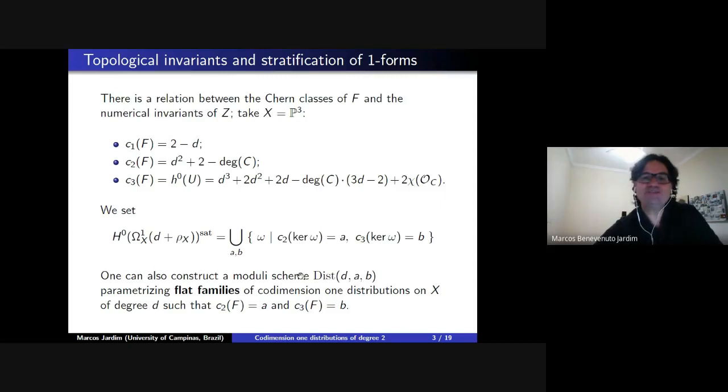And our object of study is actually these moduli schemes here, these strata. So if there are any questions, please feel free to interrupt me at any time.